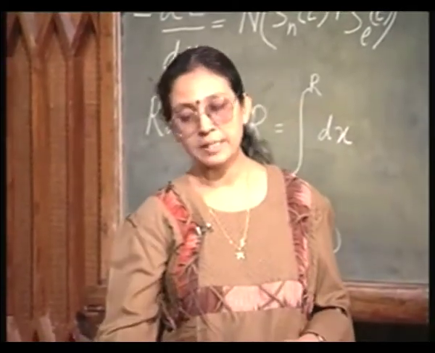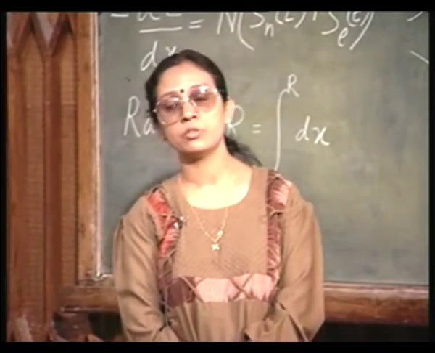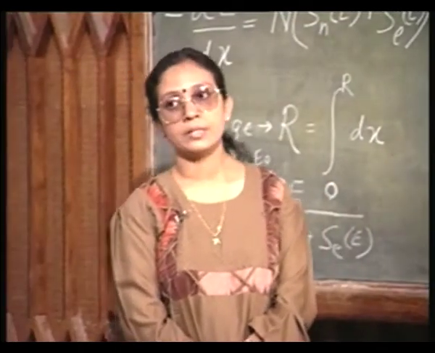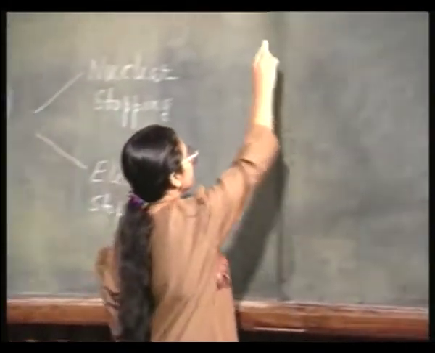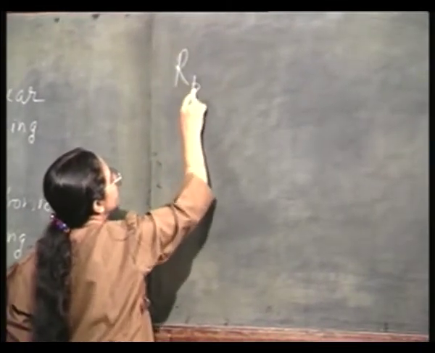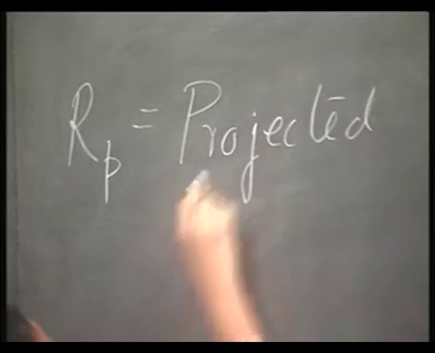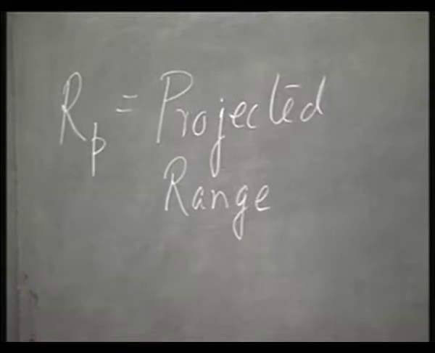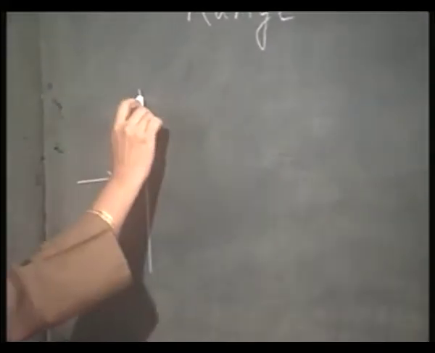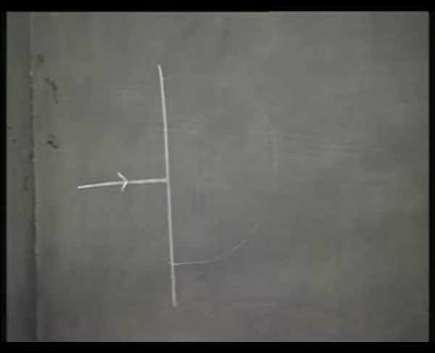But before we go into that, I want to tell you about two other parameters which are of vital importance for ion implantation. And these two parameters are called projected range and the straggle. The concept of projected range is very important. See, when we discussed the range, what did we say? That this is how the ion beam is coming and ion can come to rest anywhere in this region. Okay?